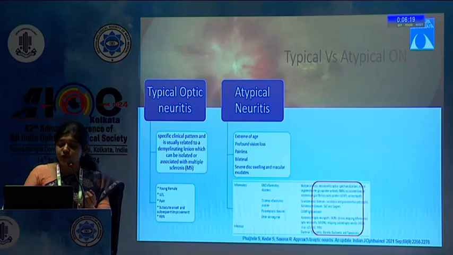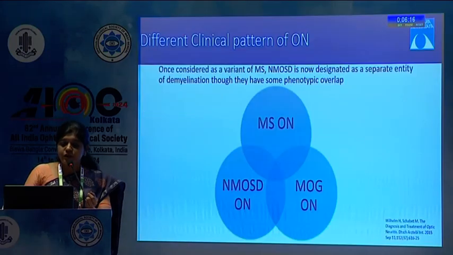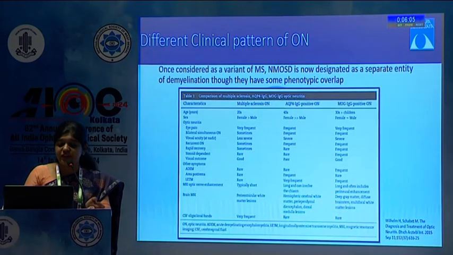And there are numerous causes for atypical neuritis. Initially we considered that NMOSD was just a variant of MS, but now it's designated as a separate entity, though they have some phenotypic overlap. So here's a chart which says what are the different clinical features of MS optic neuritis, aquaporin and MOG optic neuritis. The age group is slightly older in aquaporin and MOG, and there is almost no sex predilection in the MOG category, and painful attacks are seen mostly in MS and MOG, whereas painless attacks are seen in aquaporin.